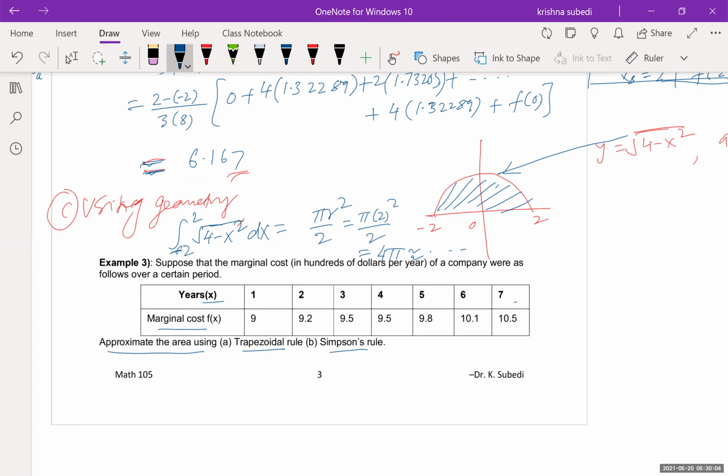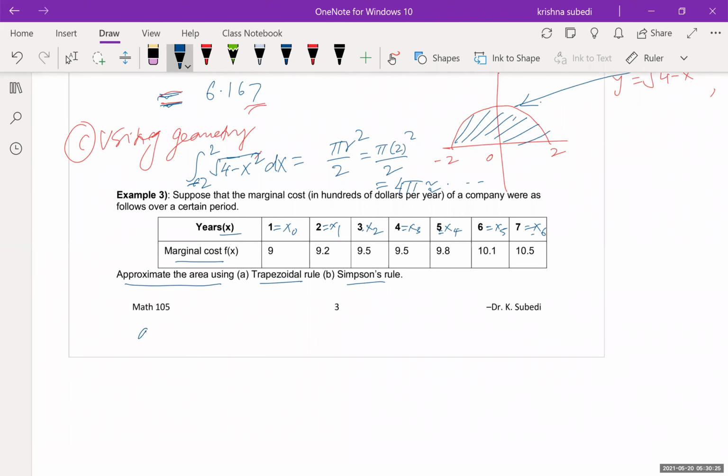So let's try that. Starting with this, you know that this one is your x naught. This is your x1, x2, x3, x4, x5, and x sub 6. So that means, can you tell me in this problem what is your a? Because if you want to use the trapezoid rule and Simpsons rule, you need to know what is your a, what is your b, and what is your delta x.